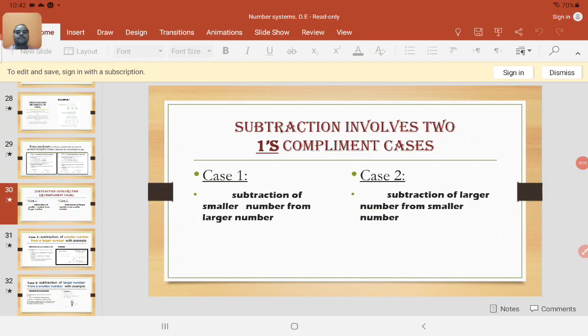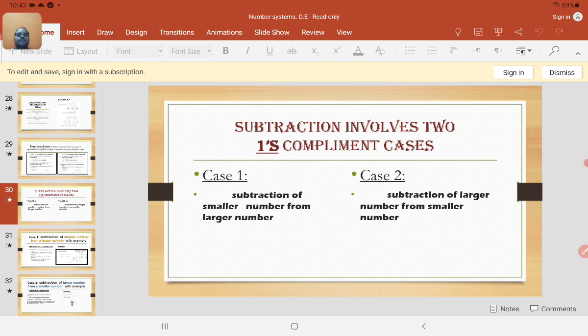Hello everyone. In this class we are going to explain subtraction involving one's complement and two's complement. Here we have two cases. One is subtraction of a smaller number from a larger number, and case 2 is subtraction of a larger number from a smaller number. So how do we subtract two numbers using one's complement? We already know that one's complement means the inversion of the binary number: zeros are converted to ones and ones are converted to zeros.